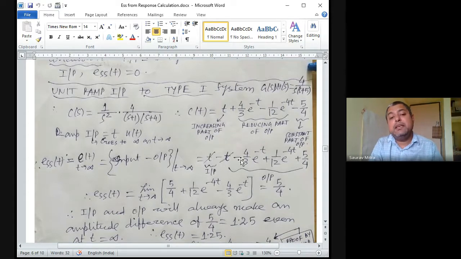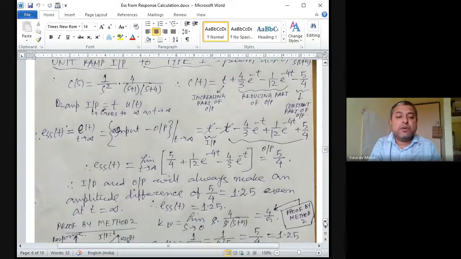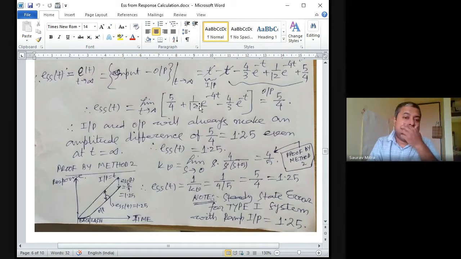Subtract this c(t) from the input. So the input is t, and t minus c(t) has two things: one is a constant part, one is a time varying part. If you substitute t tends to infinity, you'll find that the steady state error 5 by 4 will remain. So this is 1.25, and this 1.25 will remain forever. Very important part. So just do this response very properly.